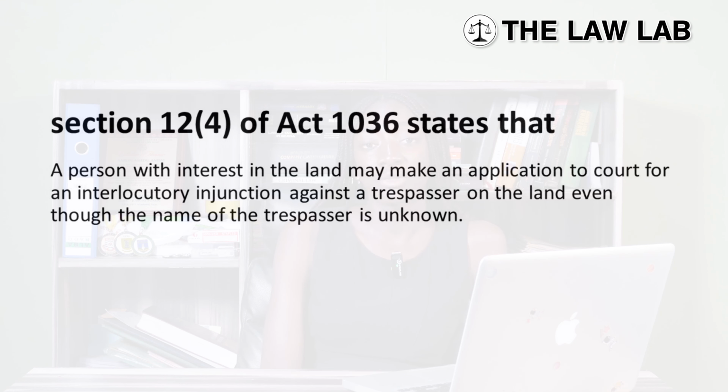Also, under Section 12, subsection 4 of Act 1036, the law allows a person who has an interest in land to institute an action by way of an interlocutory injunction against an unknown trespasser on the same land. So if someone comes to your land and you do not know the person and the person is a trespasser, the law permits you to institute an action against that person to restrict him from entering your land.